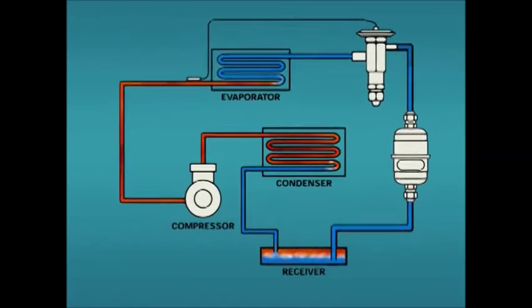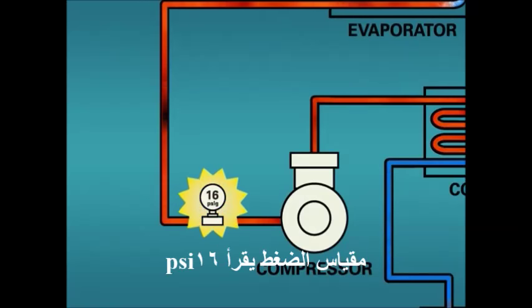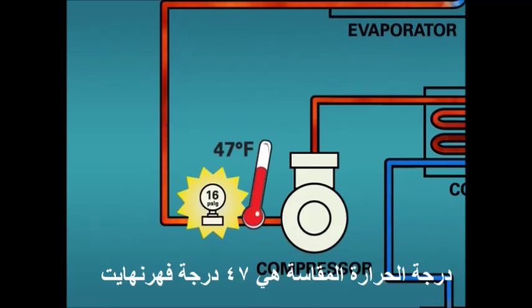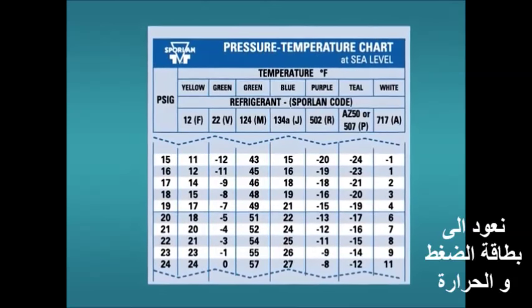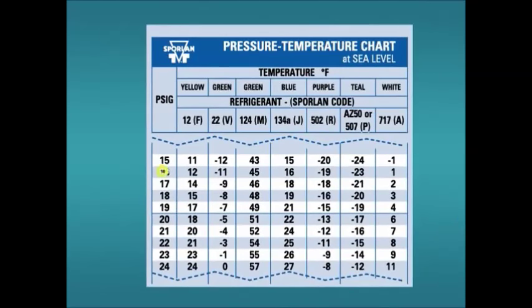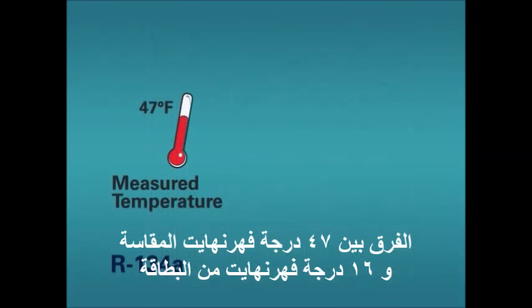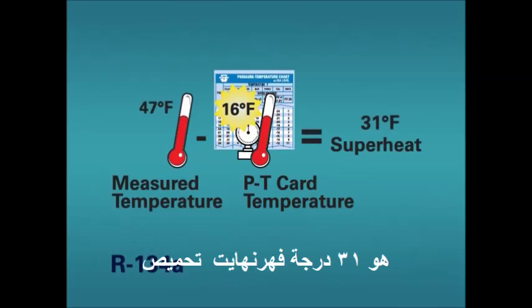As a second example, let's take readings at the compressor inlet. Our pressure gauge reads 16 psig. Our measured temperature is 47 degrees Fahrenheit. To calculate our superheat, we again reference our PT card. 16 psig on the PT card indicates a temperature of 16 degrees Fahrenheit. The difference between 47 degrees Fahrenheit measured temperature and 16 degrees Fahrenheit from the card is 31 degrees Fahrenheit superheat.